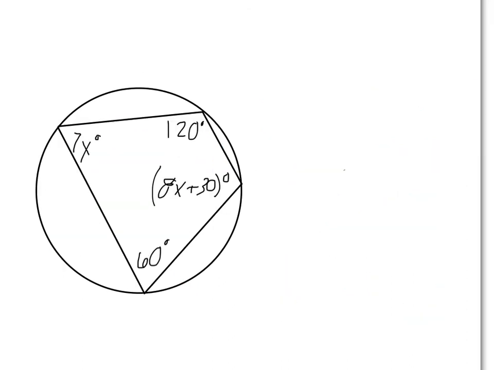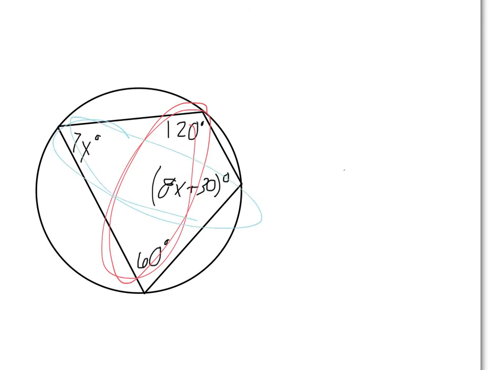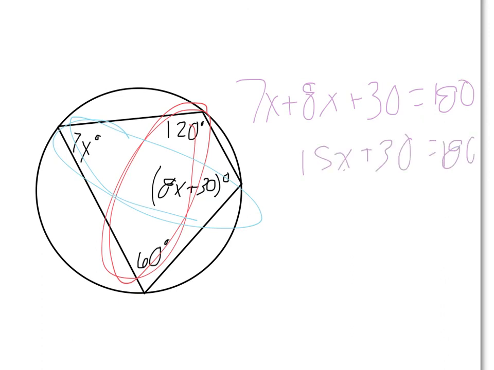Alright, go ahead and try this last one. Pause it and press play when you're ready to see the answer. Okay, so as you can see here, these opposite angles are already equal to 180. So we need to add these up and set those equal to 180. So 7x plus 8x plus 30 equals 180. So 15x plus 30 equals 180. 15x equals 150, so x equals 10.